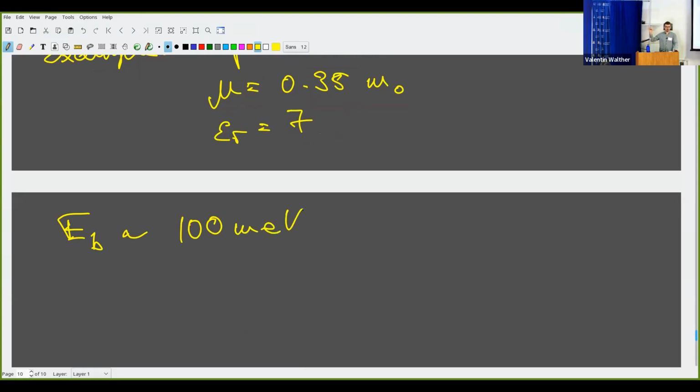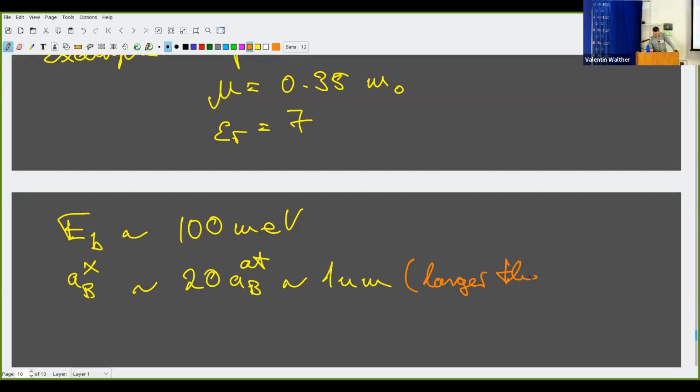So we go from 13.6 electron volts to 100 millielectron volts. So very much more shallowly bound states. And the Bohr radius in an exciton becomes about 20 times the Bohr radius in an atom. And that's like 1 nanometer. And here I just want to point out that 1 nanometer is much larger than the crystal cell. The crystal cell has a size of maybe an angstrom or so, and so we are on a length scale of a nanometer, so much beyond that.